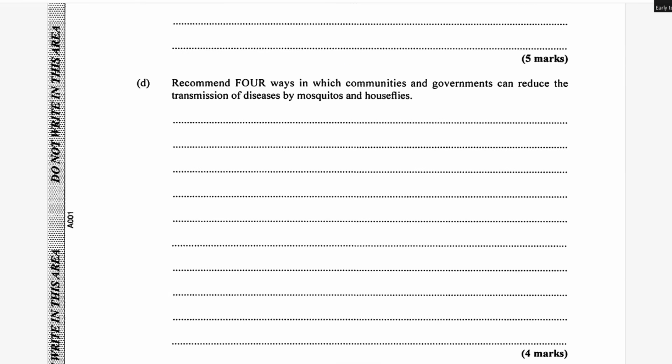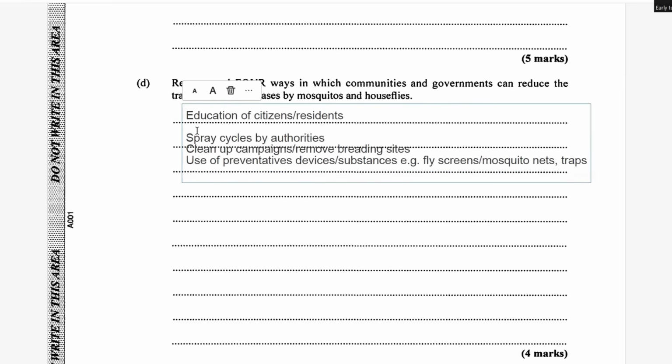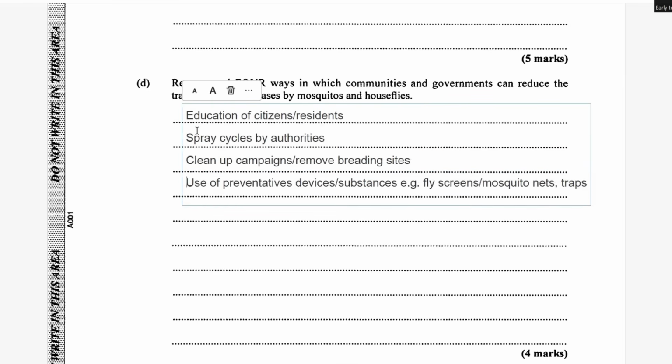Recommend 4 ways in which communities and governments can reduce the transmission of diseases by mosquitoes and houseflies. And the first one I always tell students to put education. Put education first. Spray cycles by authorities, where they use these very industrial sprays and they spray the whole neighborhood. You can have spray cycles, cleanup campaigns to remove breeding sites, the use of preventative devices, traps.